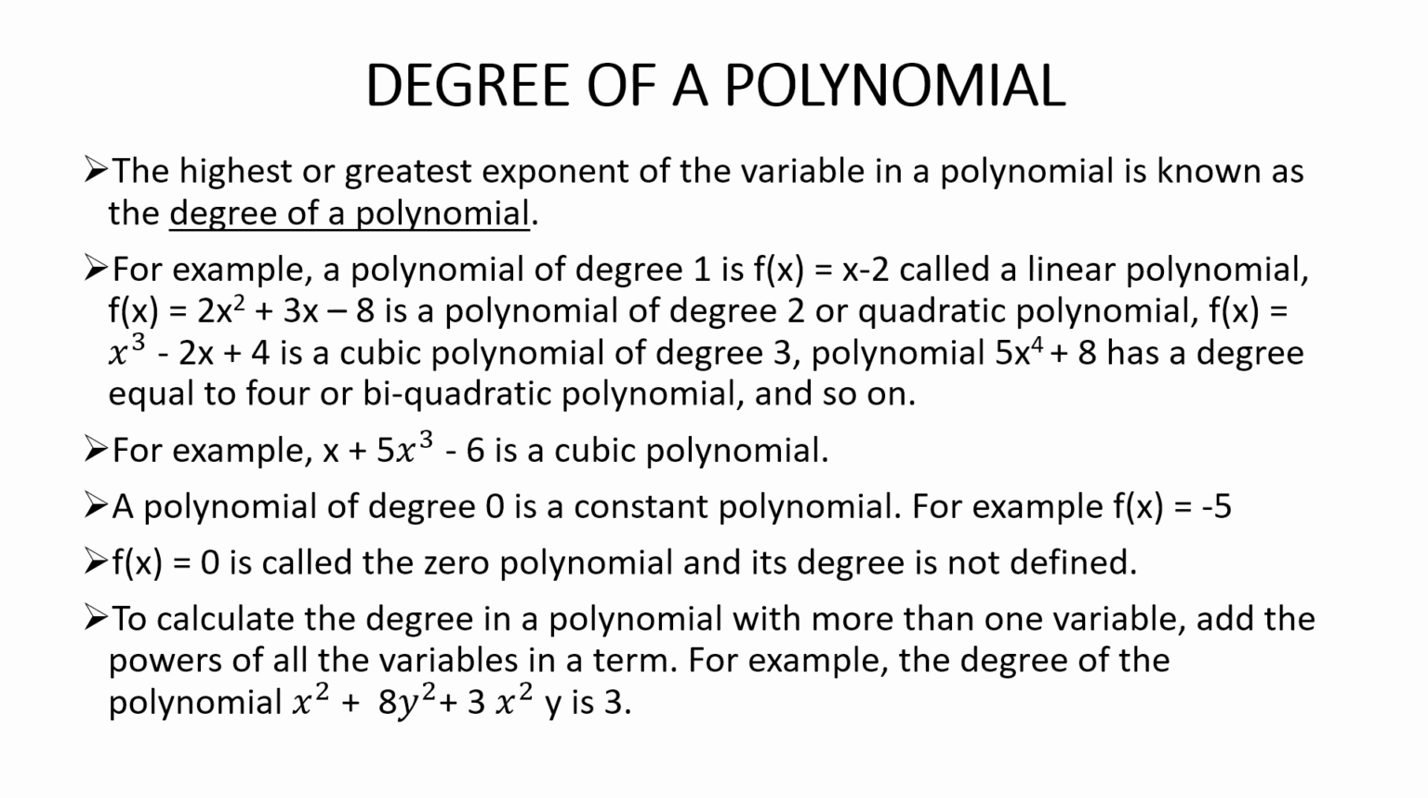f(x) is equal to 0 is the zero polynomial and its degree is not defined because 0 can be written as 0 into x raised to 0, x raised to 1, x raised to 2, anything.